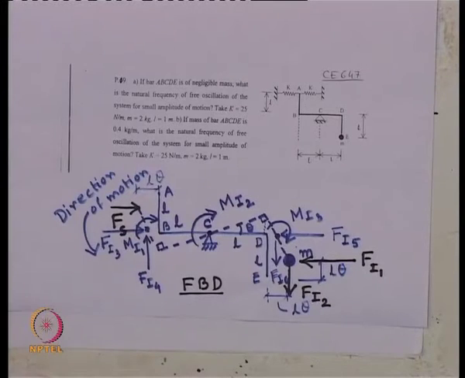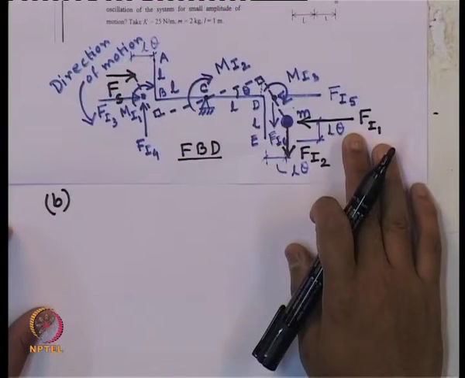Now, what are the expressions for these new forces coming from the mass of the bent rod A, B, C, D, E? Let us write the expressions for each of them. If we look at this free body diagram here.